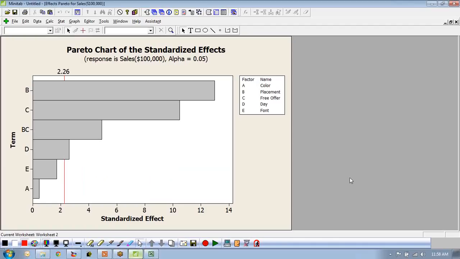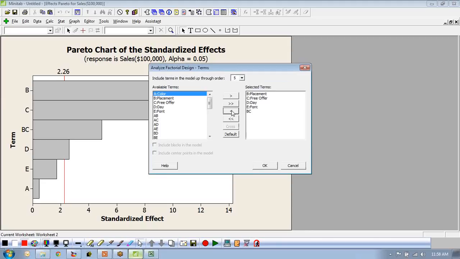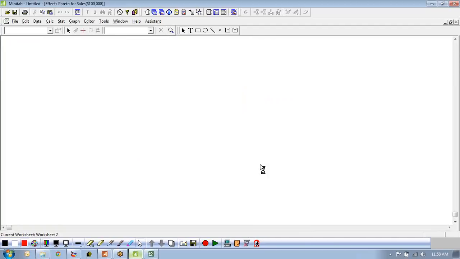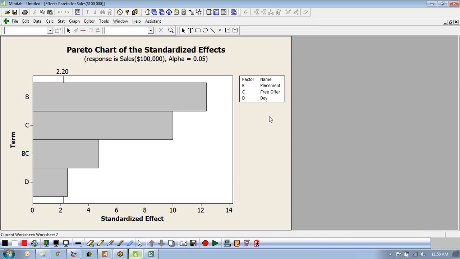So now we're going to remove A. Color doesn't matter. Font doesn't matter. But placement, free offer, and the day of the week that we send it out do, and this is how much they matter. Placement matters the most. Whether there's a free offer matters. And then there's an interaction between those two things.